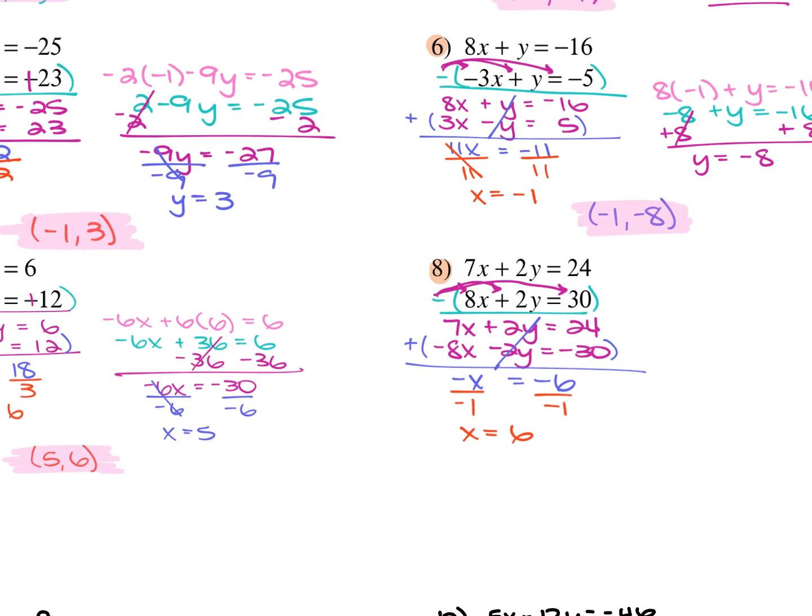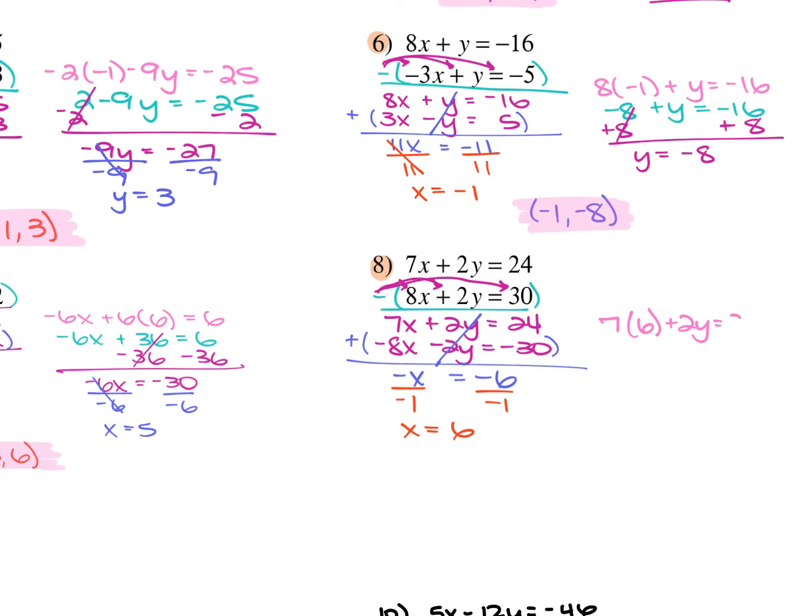To find y, which one do you want to use, the top or the bottom? Top. So that's 7 times x, which is 6, plus 2y is equal to 24. The 7 times 6 gives us 42 plus 2y is equal to 24. We move the 42 over by subtracting it from each side. We're going to have 2y is equal to a negative, because 42 is bigger than 24, so we keep the sign in front of it, which is negative, and then we subtract.